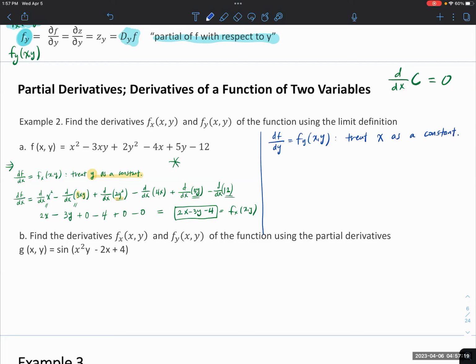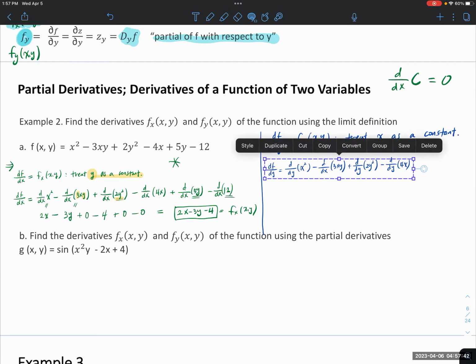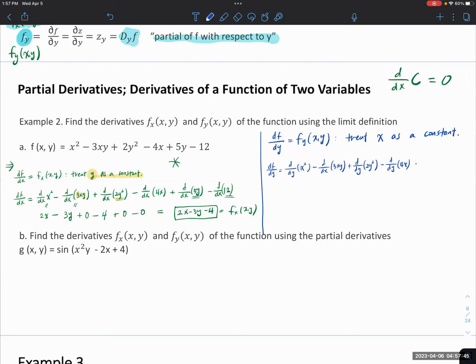Okay, so let's do the work. df over dy. So d over dy of x squared, d over dy of 3xy, d over dy of 2y squared, d over dy of 4x. Actually, you can just calculate it without writing all this work, but I'm writing it for you. Plus d over dy of 5y, d over dy of 12.